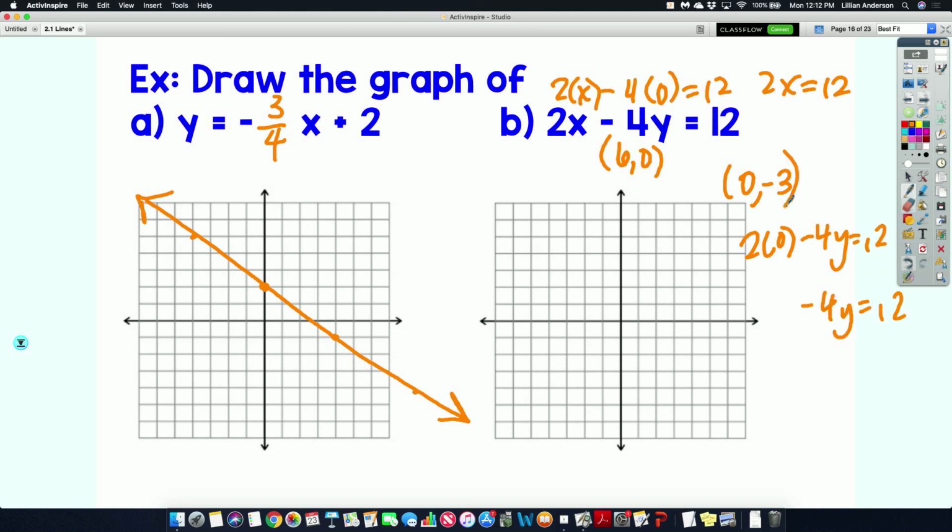So once I have those, all I have to do is plot them. 6, 0. Oh, very wrong. 6, 0, and 0, negative 3. And then just connect them. Y'all remember this? Maybe? Are we okay?